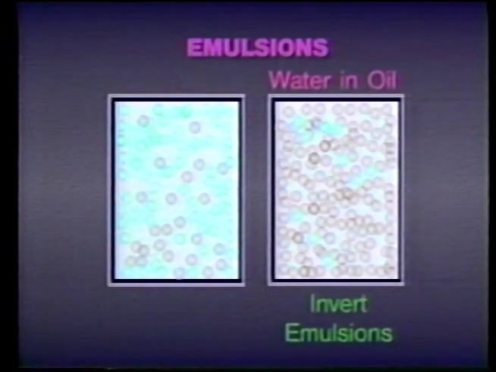When an emulsion has more oil than water, it's called an invert emulsion. They are usually no more than 40% water, which means they are less fire-resistant than soluble oils.